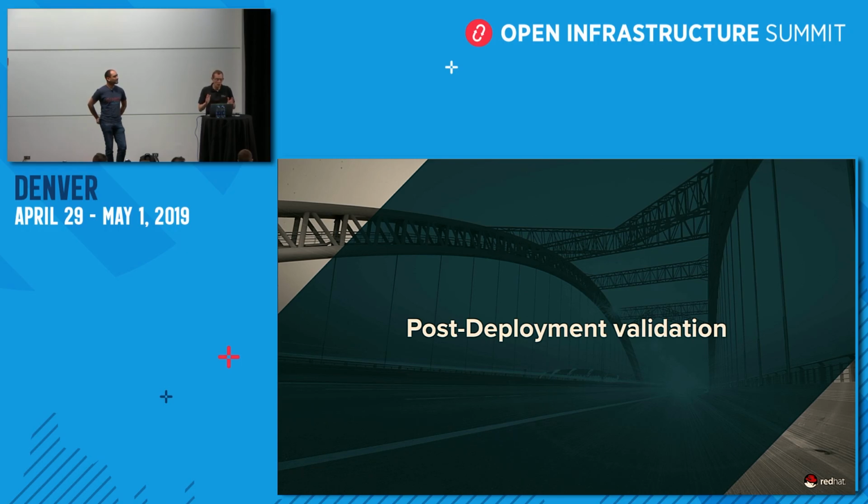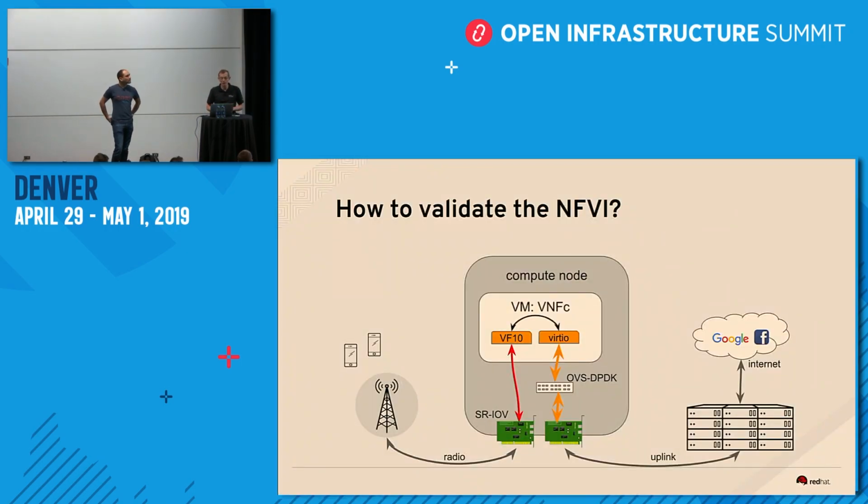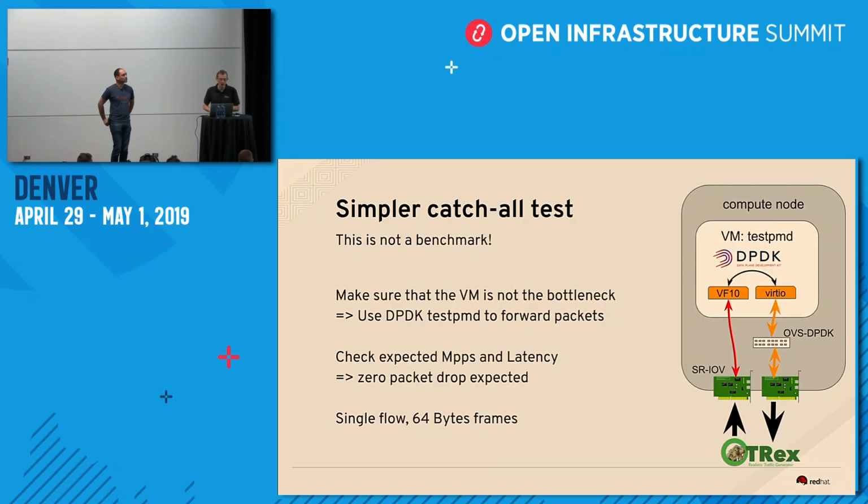So how do we verify that we have properly configured our NFVi so we can deploy a vRAN application? How can we make sure that we are going to have the proper behavior with the real VNF? For that, we have one test, just one. One test to catch all misconfiguration, most of them. And this is our experience with that.